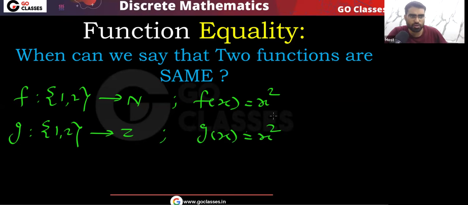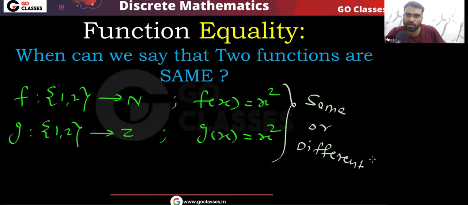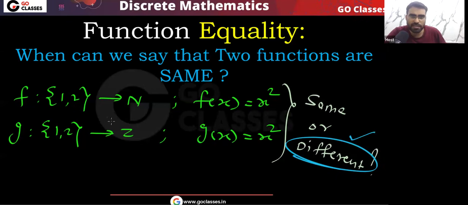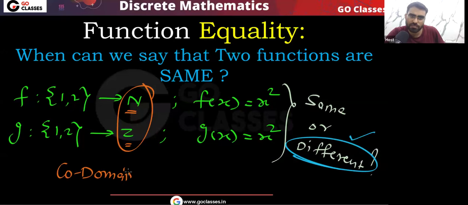Now you tell me, are these two same functions or not? Same or different? Look at this structure, which is mapping {1, 2} to natural numbers, f(x) equals x square. This structure is mapping {1, 2} to integers, g(x) equals x square. Are they same or different? The answer is yes, they are different, because their codomain is different. These two functions are different because their codomain is different.